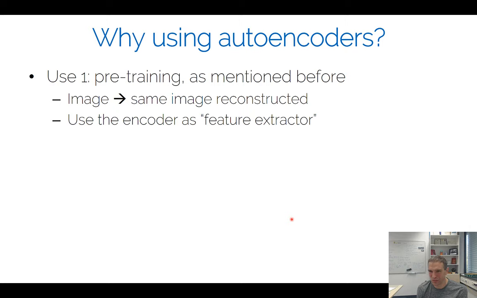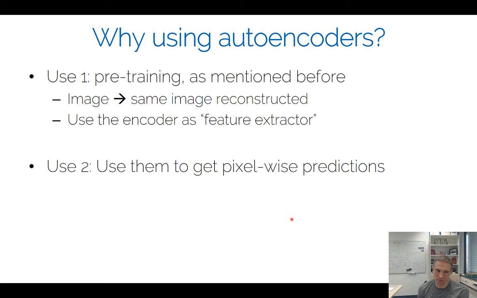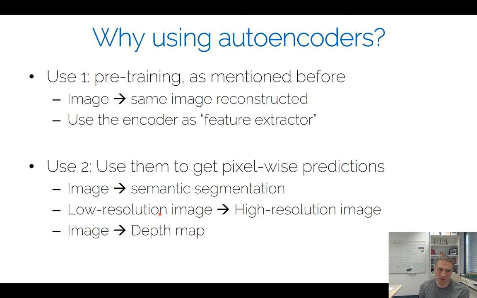It's kind of interesting. Okay, and then the second use case is you can use them for all kinds of pixel-wise predictions, generative models. People use it for upsampling, like low resolution to high resolution image upsampling, image to depth map prediction, stuff like that. You typically have autoencoder style structures there.